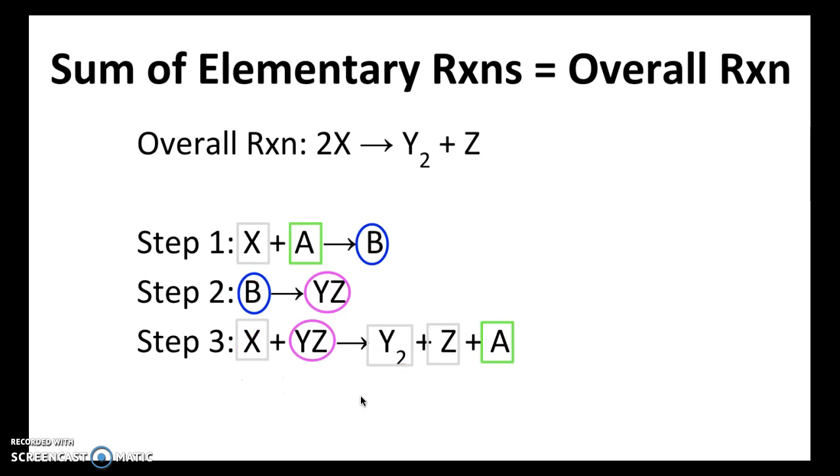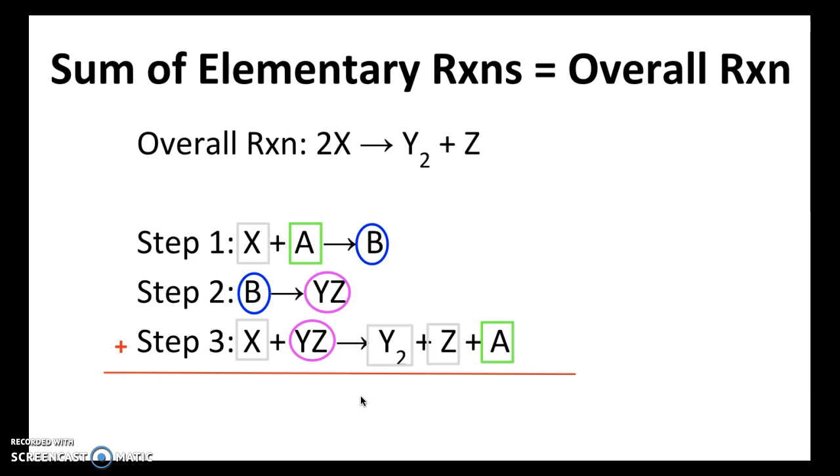All right, let's look at another example. This was again from part 1. So the overall reaction is above: 2X goes to form Y2 plus C. And we're going to add up the steps of this mechanism to prove that it equals the overall reaction.